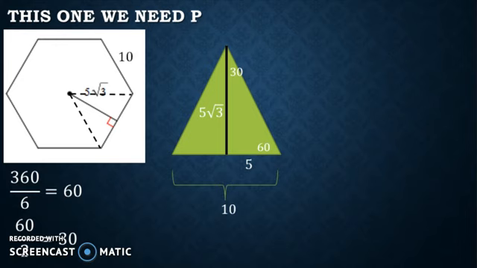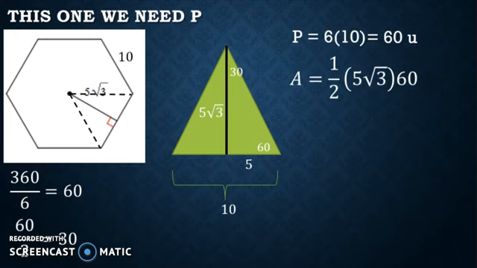So to find perimeter, 10 times 6, because there's 6 sides, we get 60. Substitute into our formula, 1/2 times 5 square root of 3 times 60. Gives us 150 square root of 3 square units.